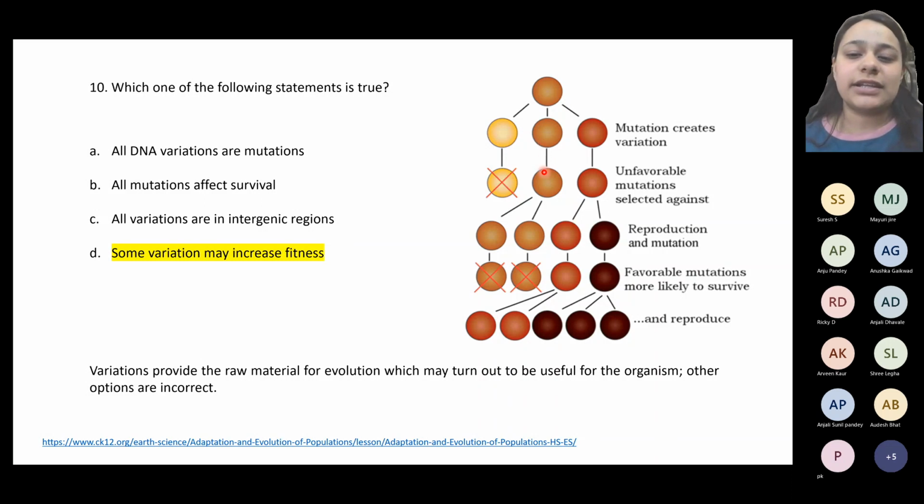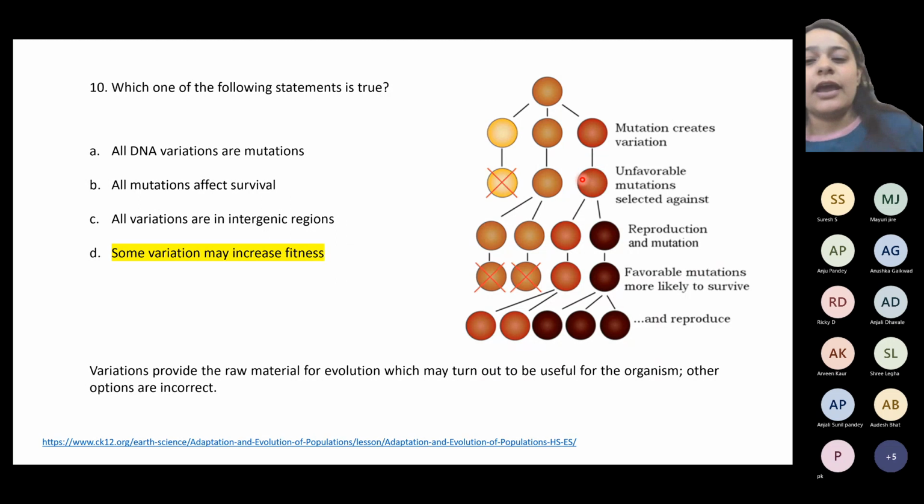This orange one was still getting sustained, and this red one was a new variation which was also getting sustained in the later generations, right? So after mutations created a variation, the unfavorable mutations were selected against. So that is why this yellow one, the individual, is now dead, right? The person who contained this particular mutation or variation has died. And the other two, they basically reproduce.